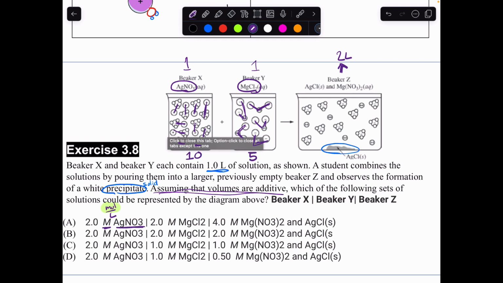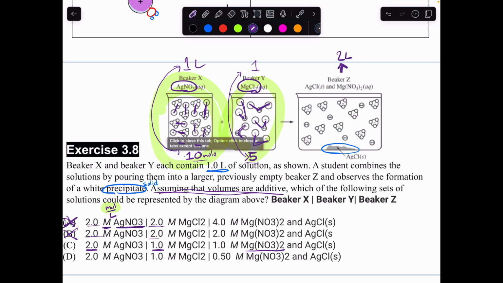So that means the concentration, because the concentration is moles per liter as a ratio, this beaker right here should be twice as concentrated as this one. If I look through my answers, I can cross off A, because A has them equal, 2 to 2. Cross off B, can't be that one. So C and D are both plausible because they show 2 to 1, 10 to 5, 2 to 1. Then the last part is, what's going to happen to the concentration of the MgNO2 in the final beaker? So let's do some counting there.